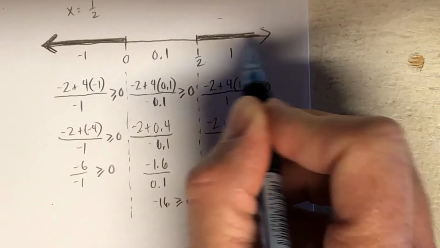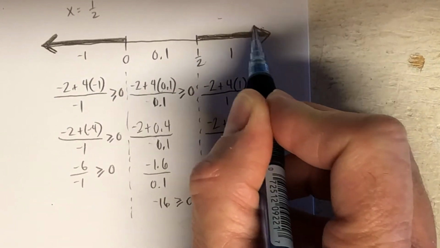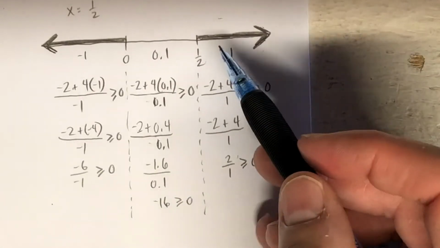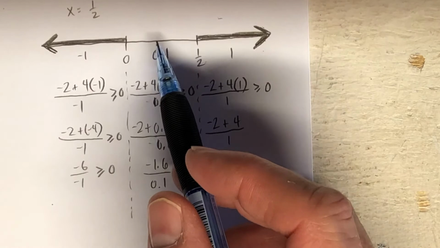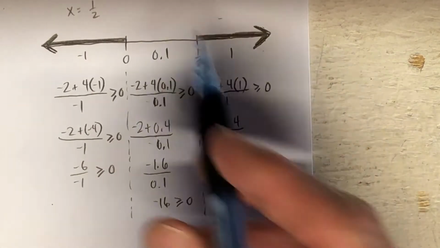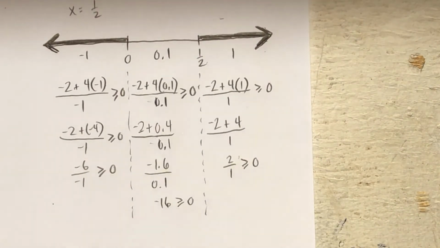It just has to be greater than or equal to 0. That's why we keep on saying that in order to be true. Since it's greater than 0, that's why I shaded it in. It's true. But if it's less than 0, like -16, that's why this one was false and we didn't shade it in.